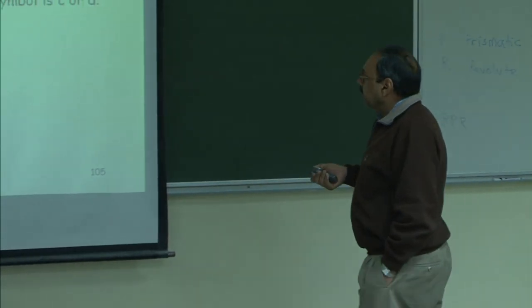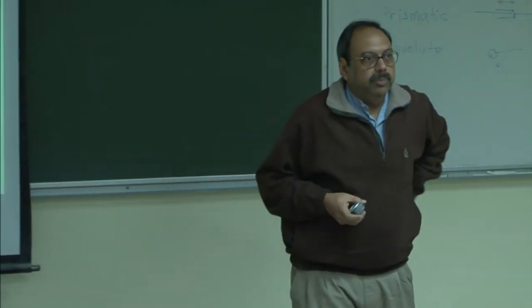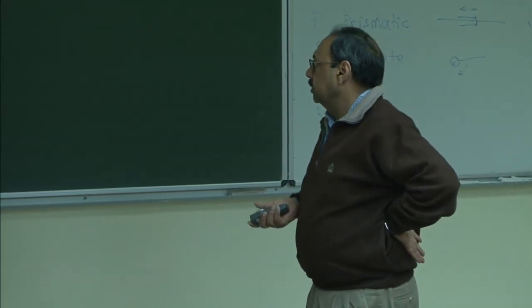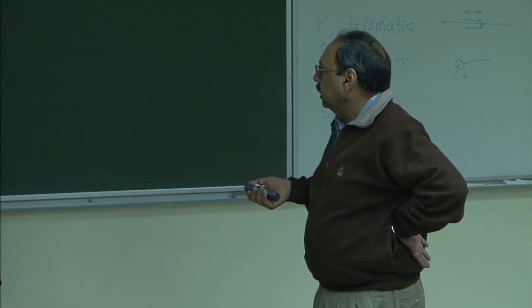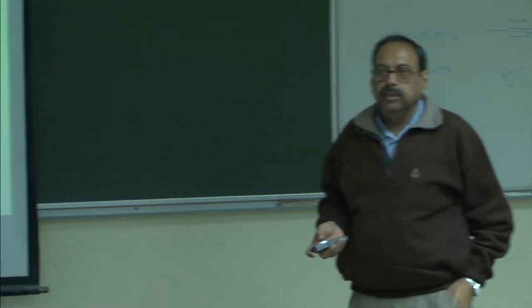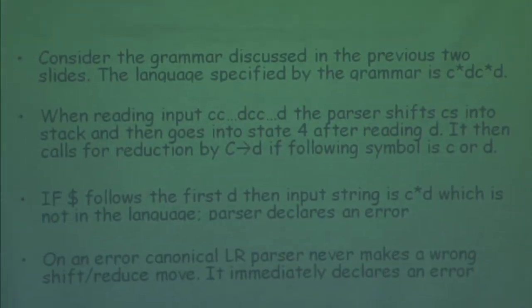So then we started looking at a situation where I will not even do a ROM chip on the parser, and we found that this really takes care of the situation, and dollar is in the follow of first thing. And then if I say C star D, which is not in the language, the parser is immediately going to declare an error. Okay, so it will not even do a ROM chip there or reduction.